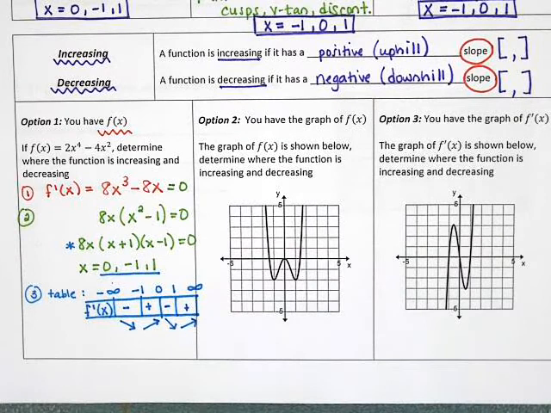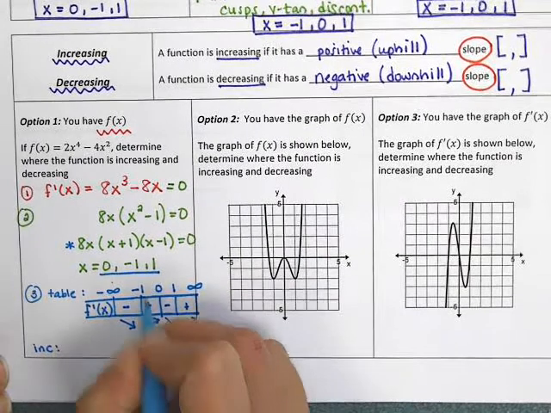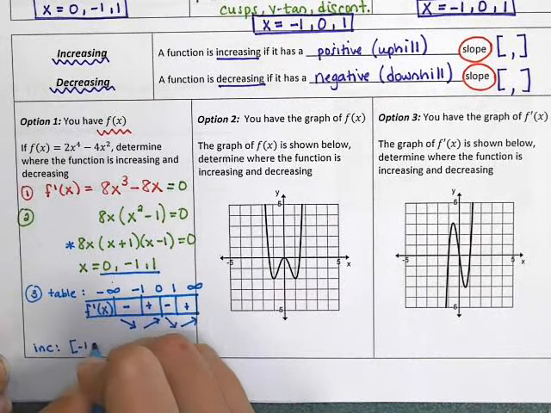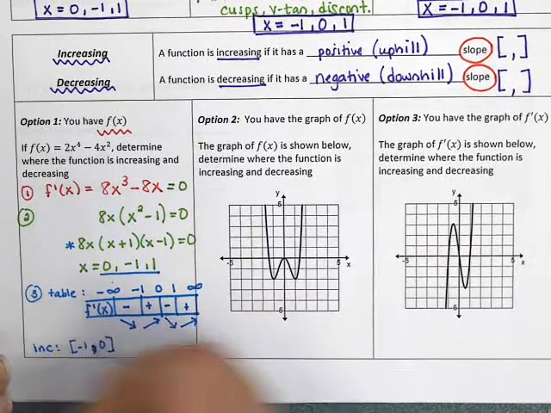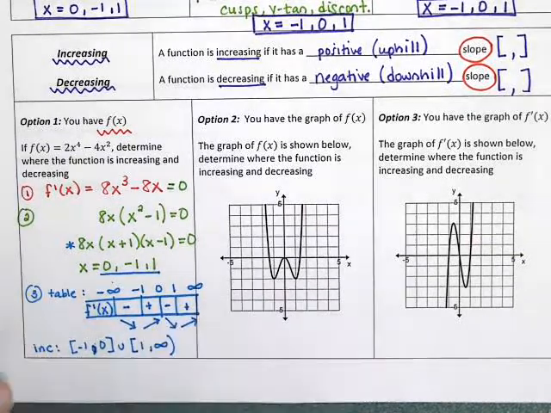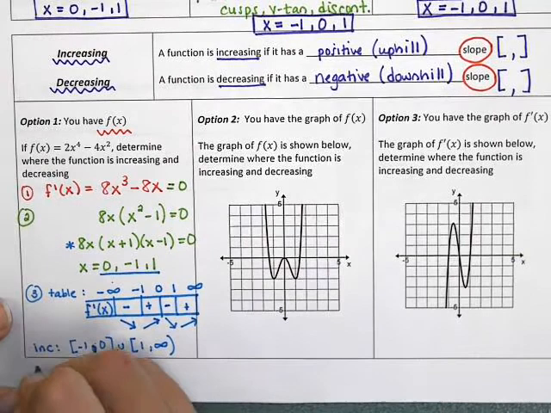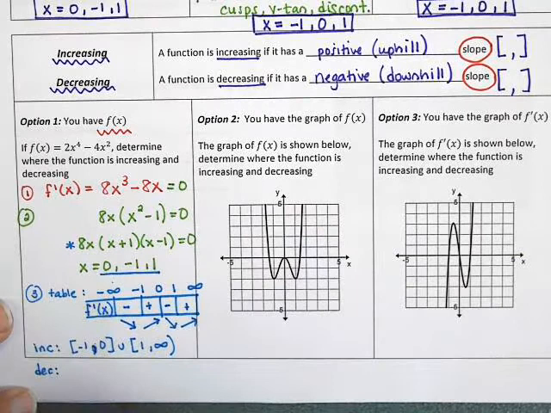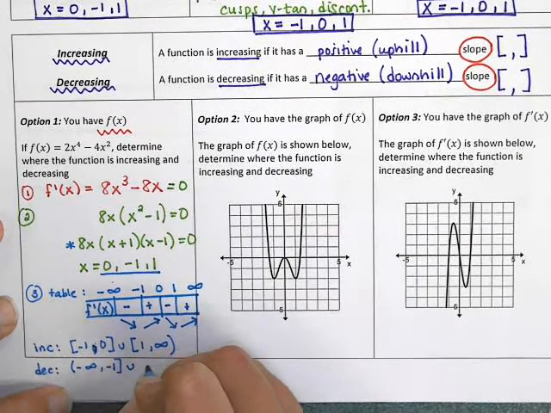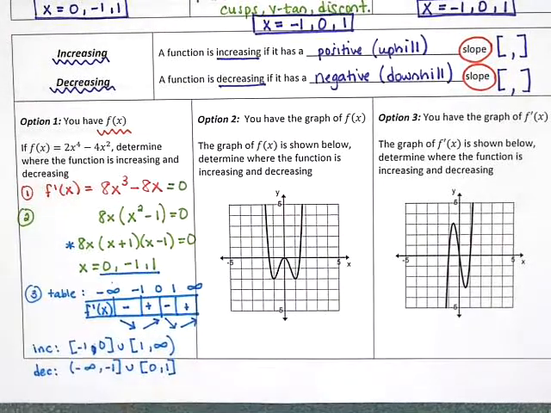Now, based on this table, I can say that my graph is increasing for the section of the graph between -1 and 0. So I would write [-1, 0]. Also for the section of the graph from 1 to infinity, and I'm going to use an open bracket on the infinity. That's the only time we ever make our brackets open. For decreasing, I would say between -infinity and -1. And then for decreasing, I would also say between 0 and 1, because that's where I got negative numbers.